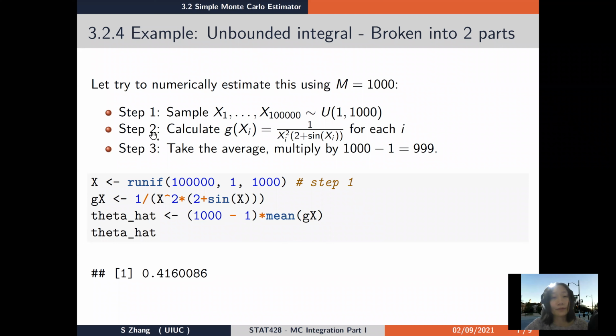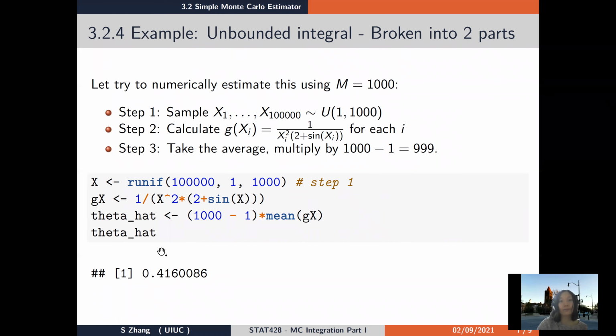In the second step, we try to get g x bar. So g of x bar is equal to 1 over xi squared times 2 plus sine of xi for each of the i's, each of the x draws. In step 3, we take the average of the g xi's and we multiply it by b minus a. So in this case, m minus 1, 1000 minus 1, which is equal to 999.